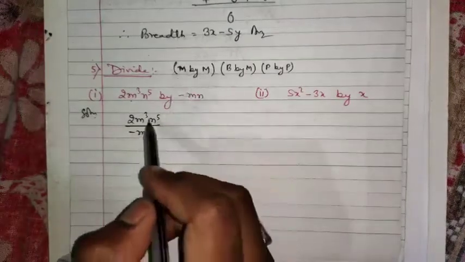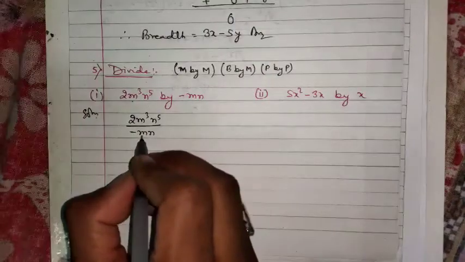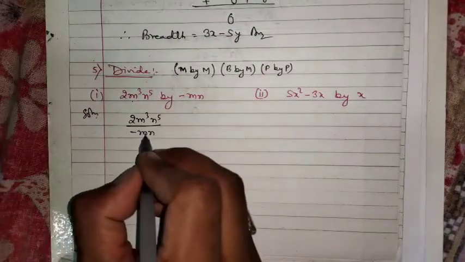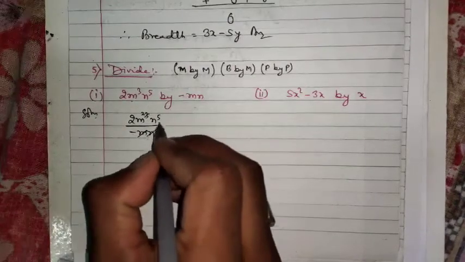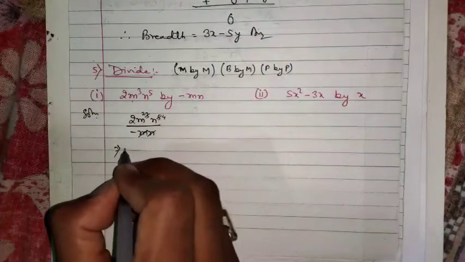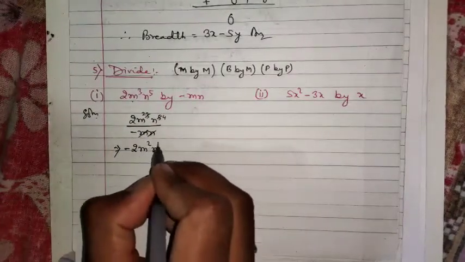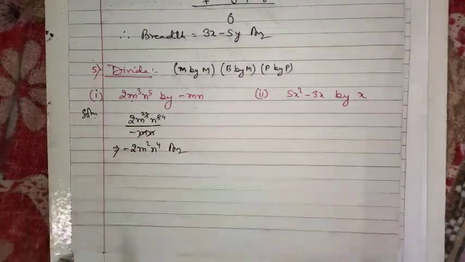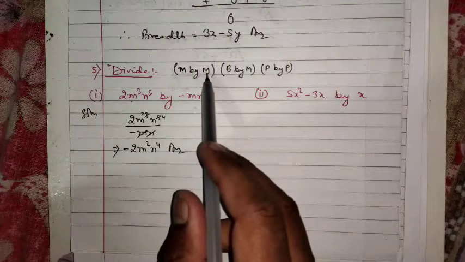For monomial divided by monomial, this is the format. Let us see. Here 1m is there, here 3m is there. When it cancels, 2 will be remaining. Here also 1n cancels, 4 will be remaining. This minus will go up, it will become minus 2 m square n to the power 4. This will be our answer. This was the process of monomial divided by monomial.